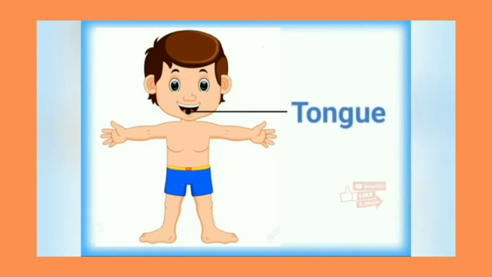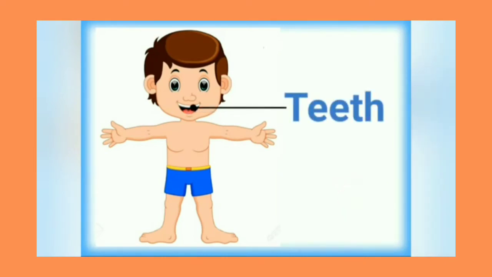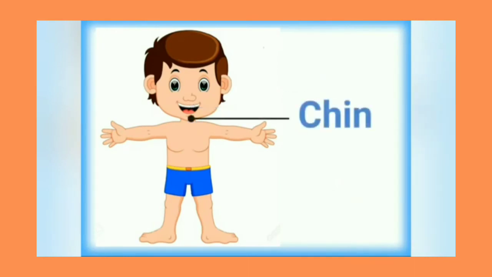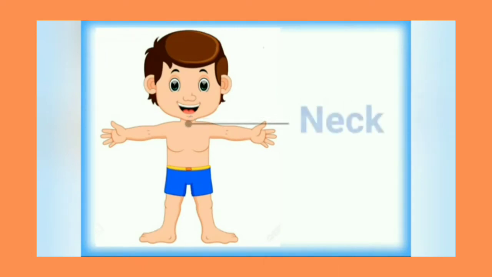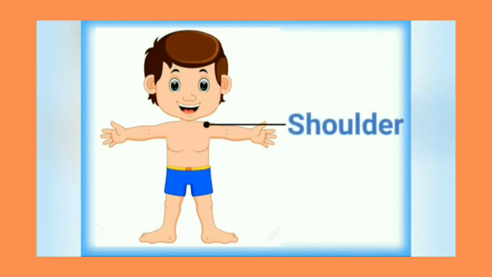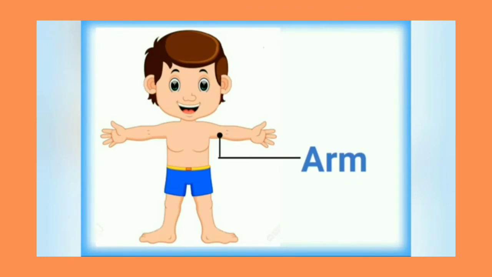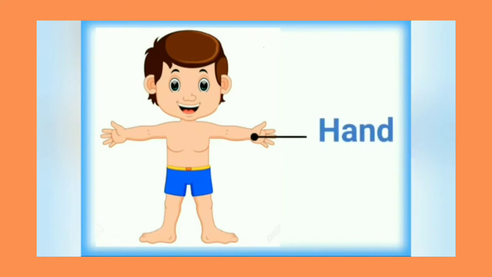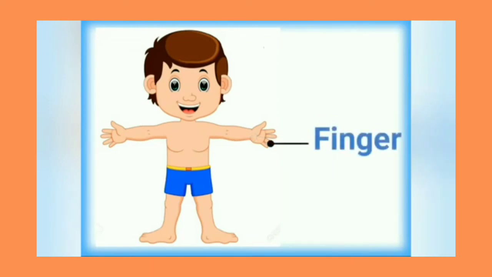Tongue. We have one tongue. Teeth. Chin. We have one chin. Neck. We have one neck. Shoulder. We have two shoulders. Arm. We have two arms. Hand. We have two hands. Finger. We have 10 fingers.